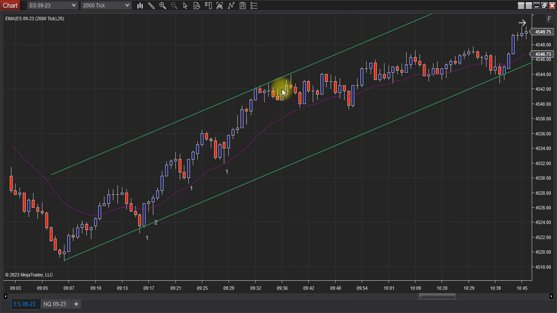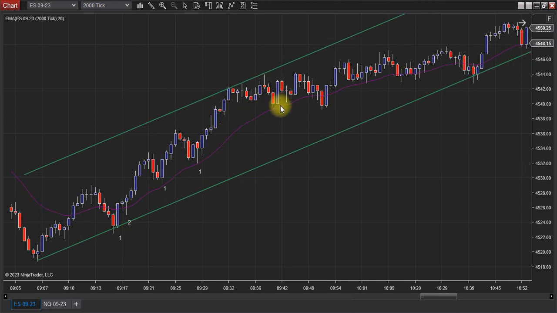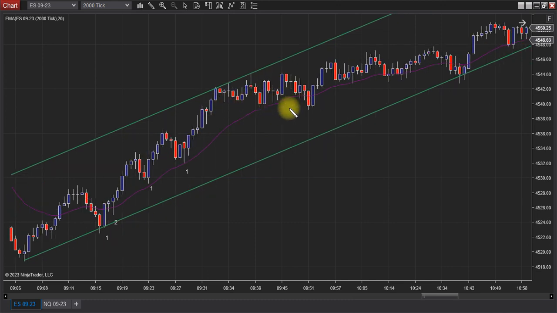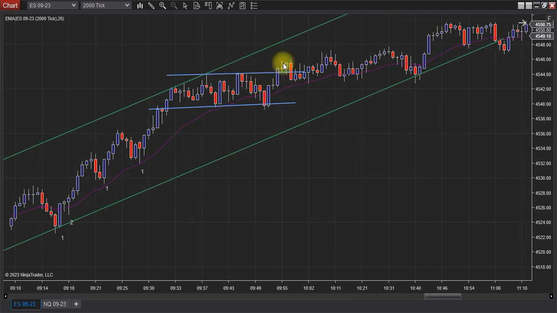Entry, entry. We get into, we might could call it a range. Breakout pullback of the range. First entry, pullback. Second entry here.